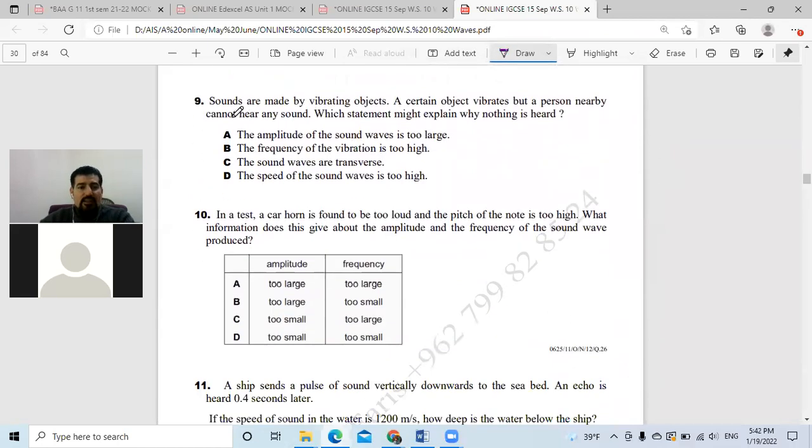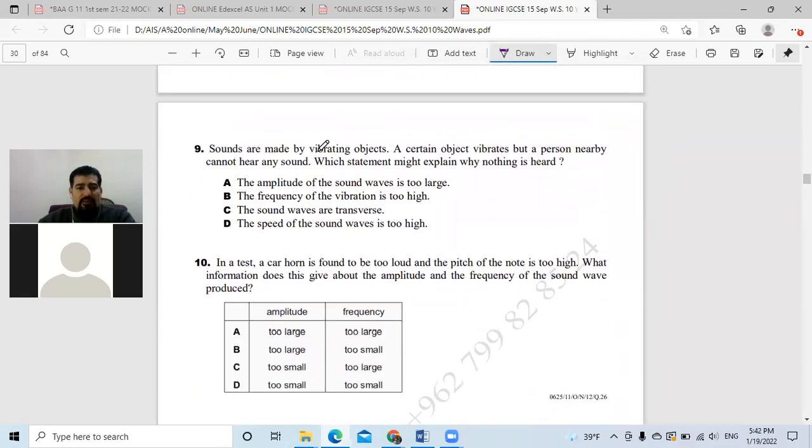What do they say? Sounds are made by vibrations of vibrating objects. A certain object vibrates, but a person nearby cannot hear any sound. There is no sound that can be heard. Which statement might explain why nothing is heard? The amplitude is too large. If it's too large, I will hear it. It may be annoying for me.